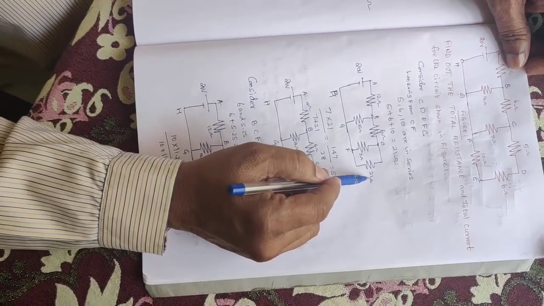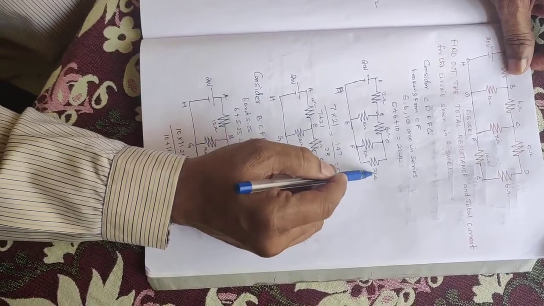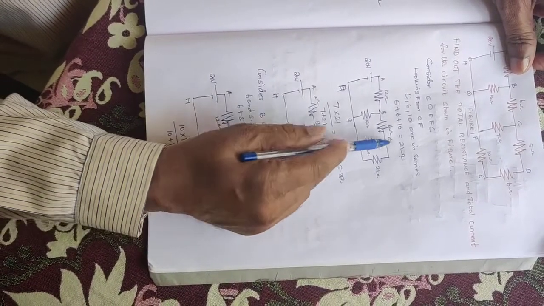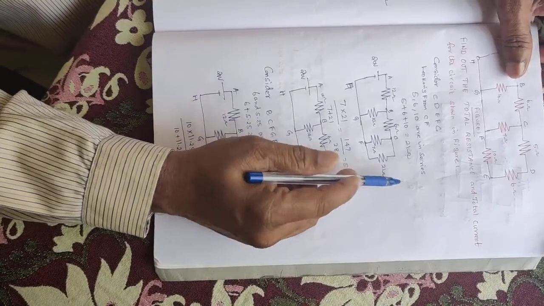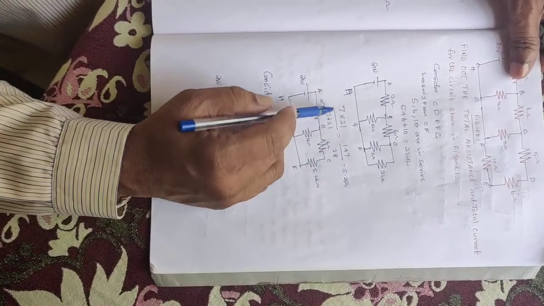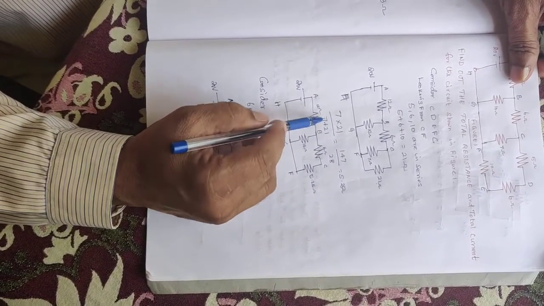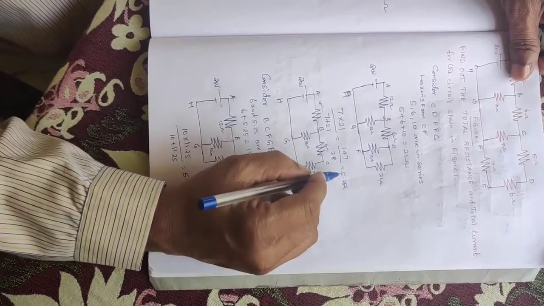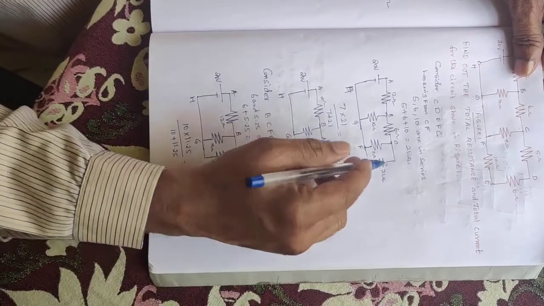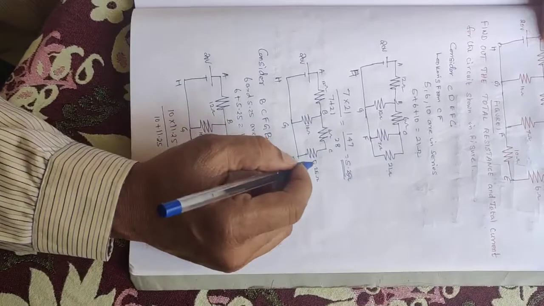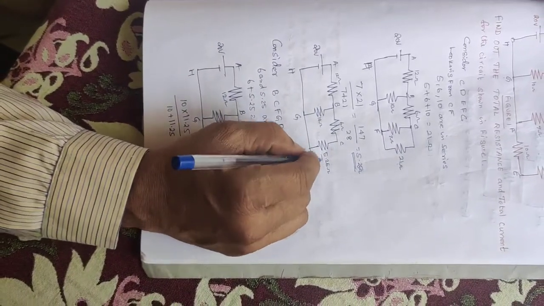Now I am reducing the circuit by replacing the three resistors with a single 21 ohm resistor. Now this 21 ohm and 7 ohm are in parallel. So I am replacing these two parallel resistors with a single resistor using the formula 7 into 21 by 7 plus 21. So it gives 5.25 ohms. Again reducing the circuit with the converted element, 5.25 ohm.